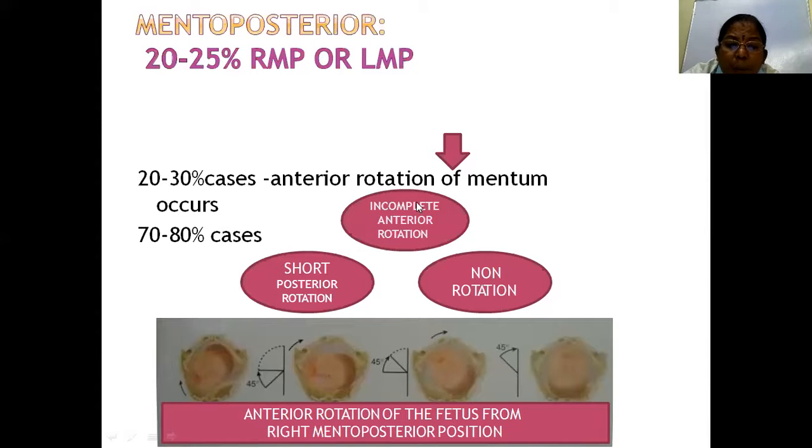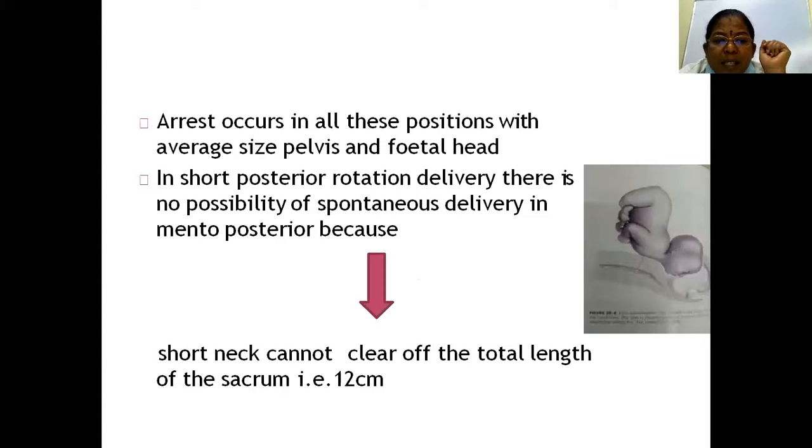So either there can be incomplete anterior rotation, a short posterior rotation, or no rotation. When there is incomplete anterior rotation, short posterior rotation and non-rotation, this is persistent mento-posterior. There is no mechanism of labor for these positions, and you have to go for cesarean section if you diagnose mento-posterior position before labor. In 70 to 80% of cases of mento-posterior position, there is no chance of it turning into mento-anterior and delivering. So these cases will go for cesarean section.